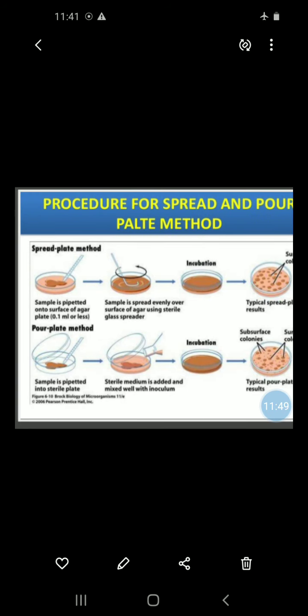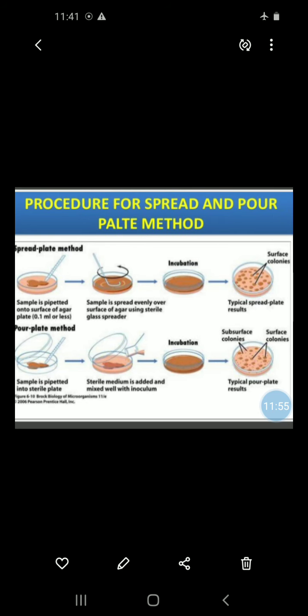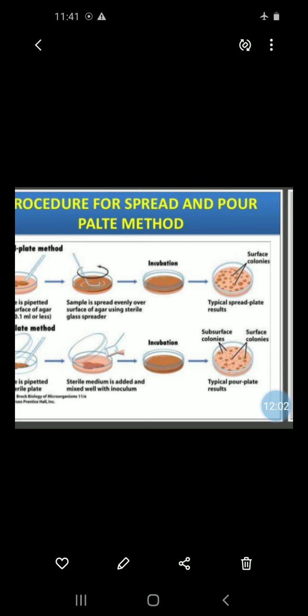Then the pour plate method. First the sample is pipetted into a sterile plate. Then sterile medium is added and mixed with the inoculum. Then incubation, and then there is formation of surface colonies as well as subsurface colonies.